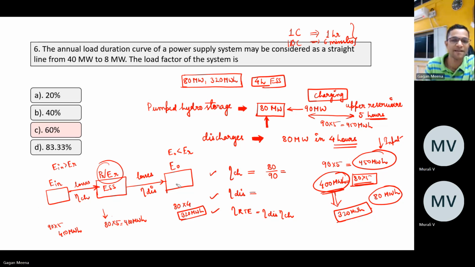Now, the rated capacity is 80, and I want to discharge it continuously at its maximum capacity, 80 megawatt only. I want to see in how much time it will discharge completely. It will discharge in 4 hours itself. Although it took 5 hours to charge at the same rate of 80 megawatt, while discharging at the same rate it discharges in a lesser time.